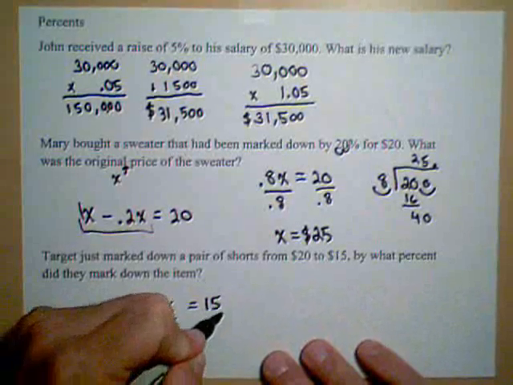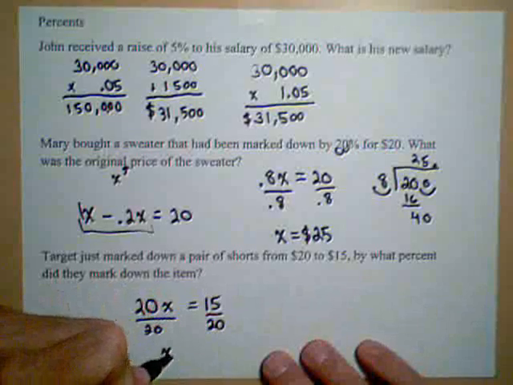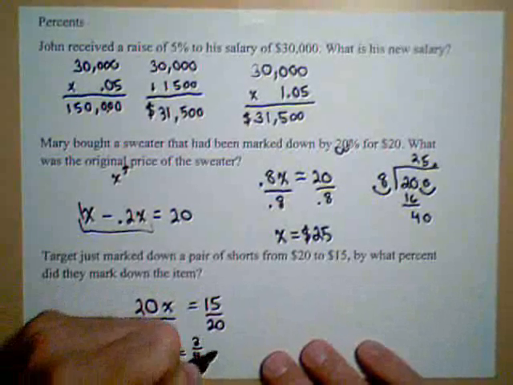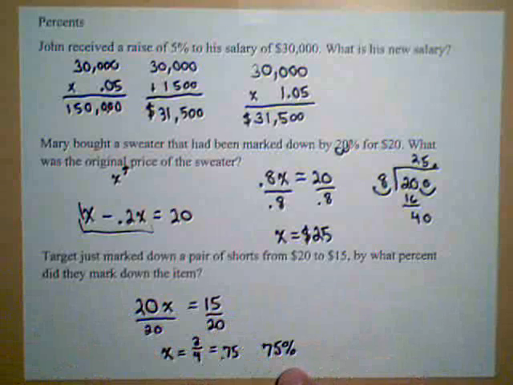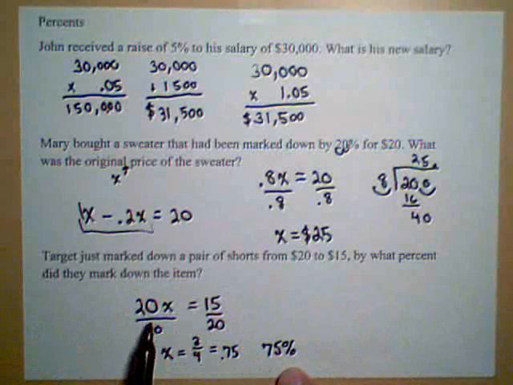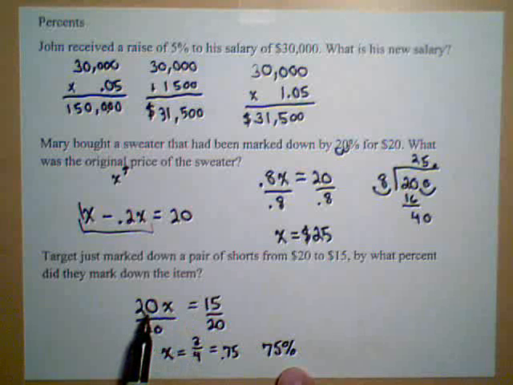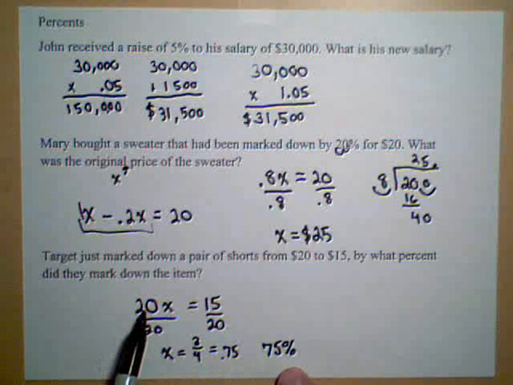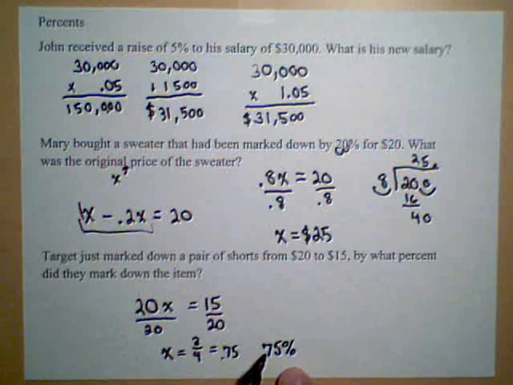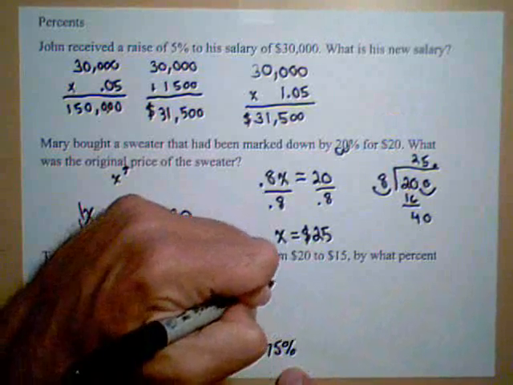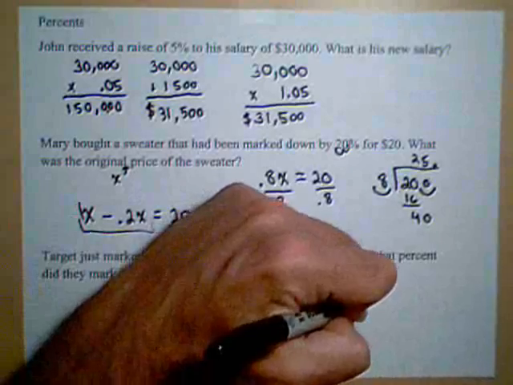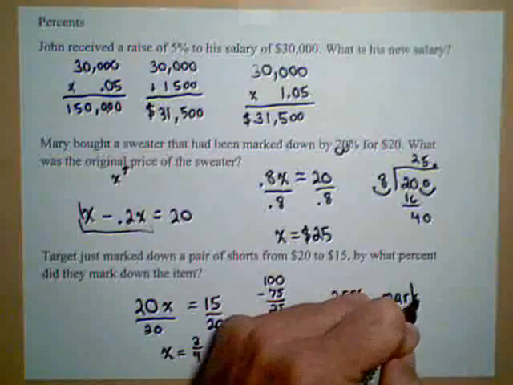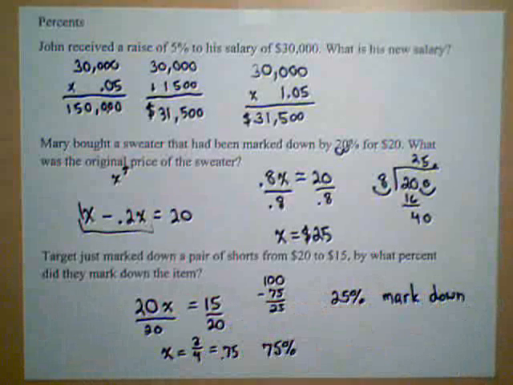So we divide both sides by 20, and we're going to get X equals 3/4 or 0.75, which is 75%. Now that's not the percent markdown. What this tells us is that $15 is 75% of $20. But this will help us find how much it was marked down, because $20 was 100%, and it goes down by 25% to get to 75. Because 100 minus 75 is 25, we have a 25% markdown. And that's how we can do that.